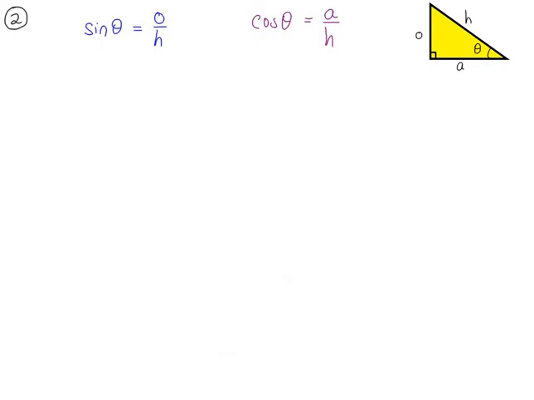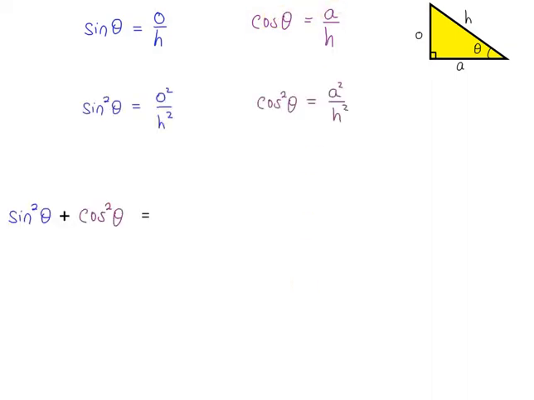Example 2. I'm going to square both sides here to get sine squared theta equals the opposite squared over the hypotenuse squared. I'm going to do something similar on this side, square both sides. Now sine squared theta plus cos squared theta is equal to this fraction plus this fraction. Now we have the same common denominator, so we can combine these two fractions into a single fraction.